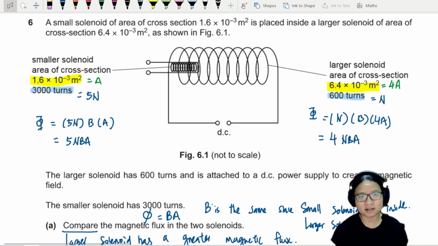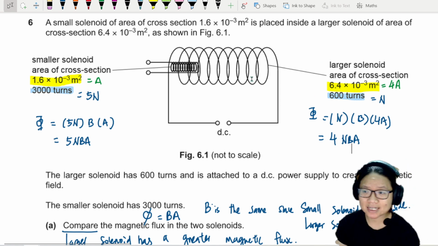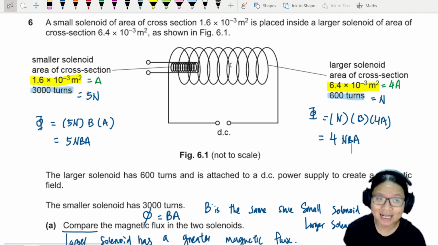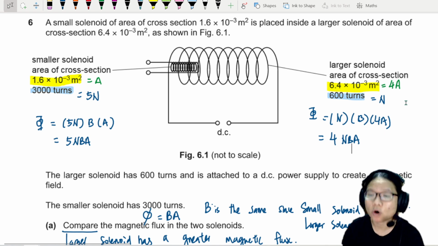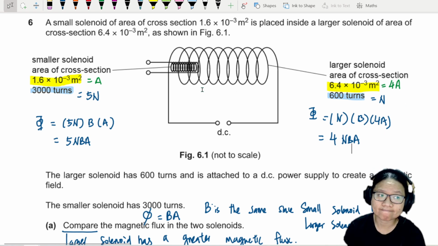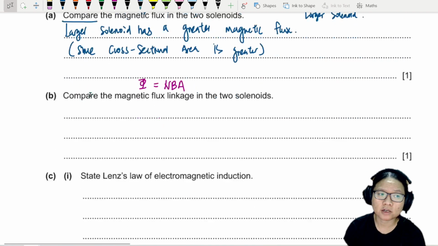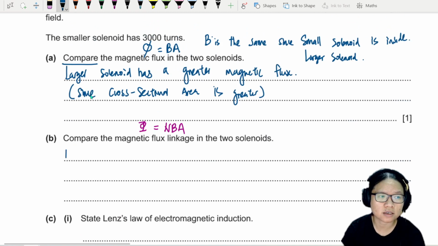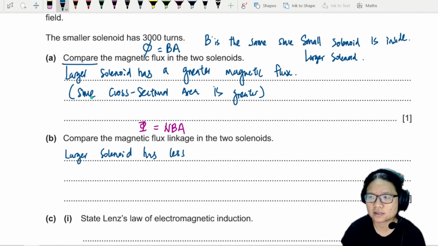So you can see that the flux linkage for the larger solenoid is less because there are less turns. Okay, so the turns are 5 times less, although the area is 4 times more. So the effect of the turns is bigger. All right. Okay, you can always calculate like what I did. All right. So I'm going to say that the larger solenoid has less magnetic flux linkage.